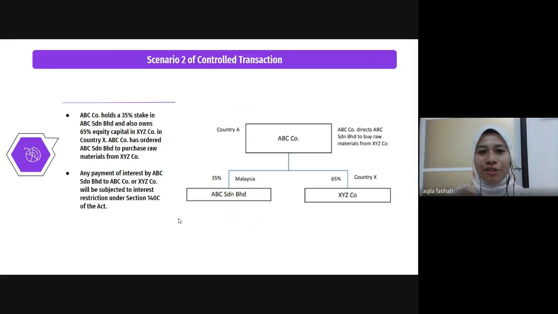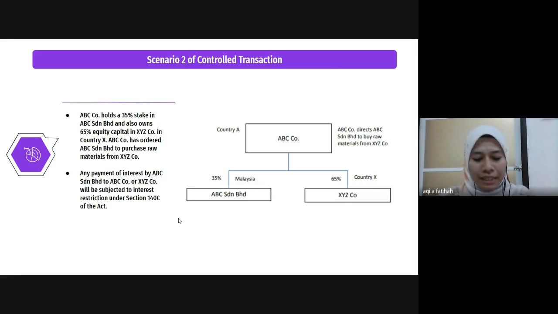So next we go to scenario 2. In scenario 2, ABC company holds a 35% stake in ABC Sdn Bhd and also owns 65% equity capital in XYZ company, which is in a country outside Malaysia. In this case, ABC company directs ABC Sdn Bhd to buy raw material from XYZ company.